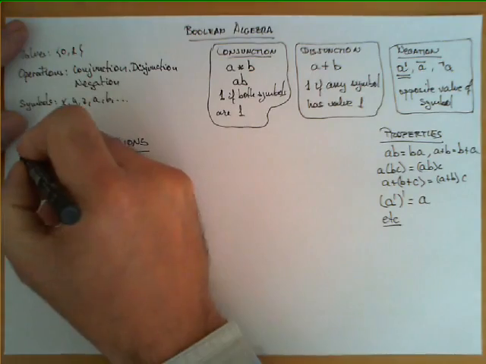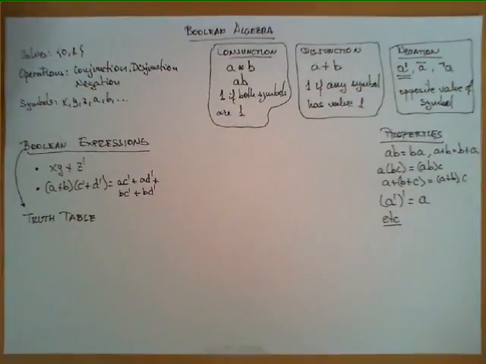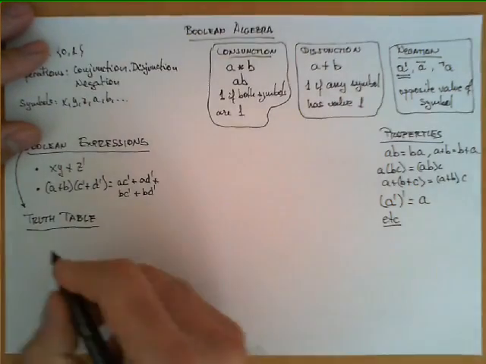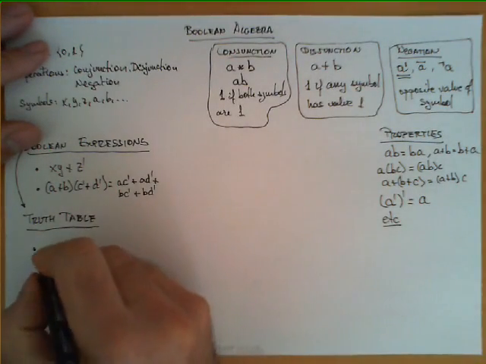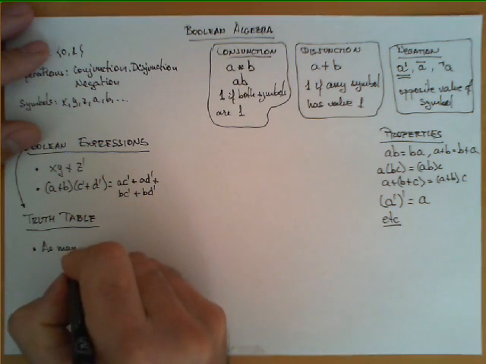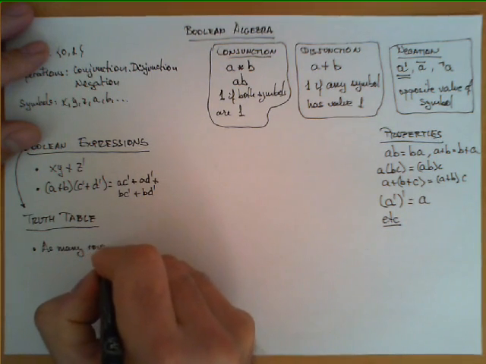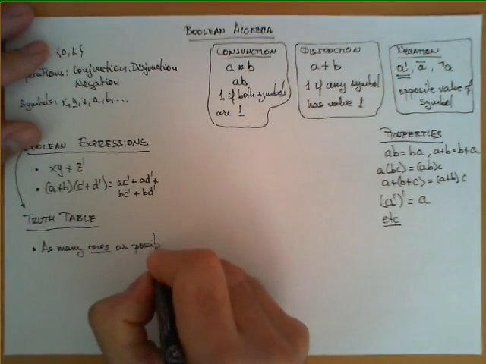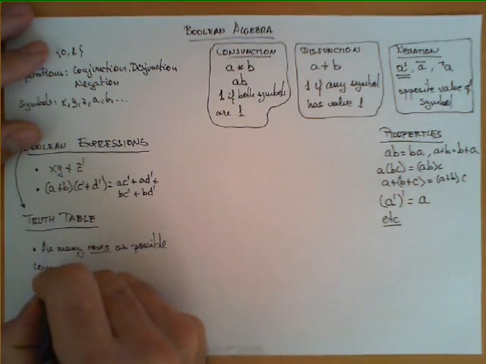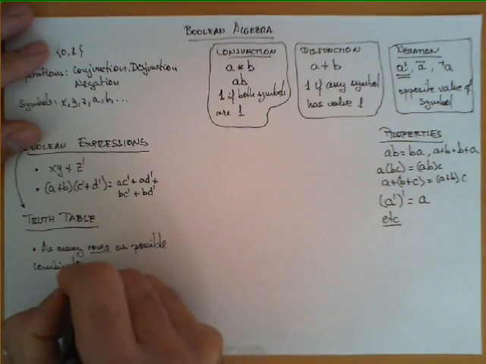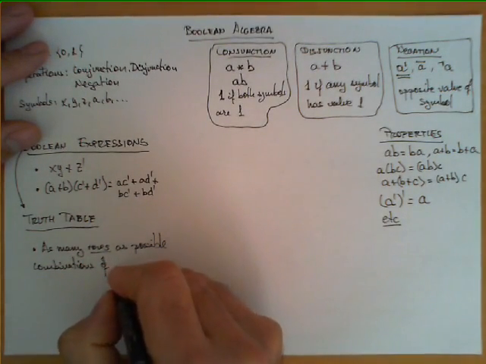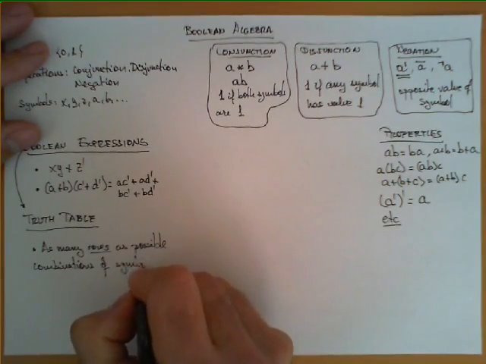Again, given a Boolean expression, we can create its truth table. What is the truth table? Well, the truth table is obtained following two basic rules. The first one is that this table is going to have as many rows as possible combinations of symbol values.